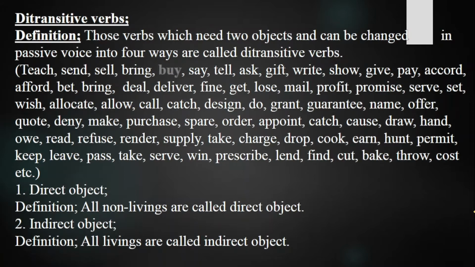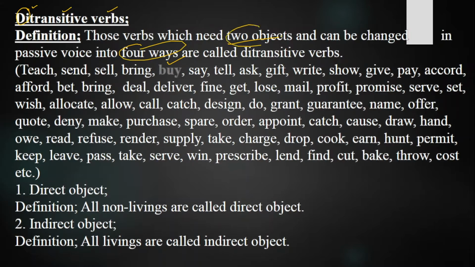Today we are going to discuss the ditransitive verb from active voice into passive voice. Before starting, we will have the definition of ditransitive verbs. Di means two, transitive means it can be changed from active voice into passive voice, and verb shows an action. What is the definition? Those verbs which need two objects and can be changed in passive voice in four ways are called ditransitive verbs.